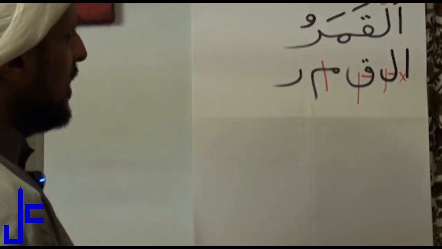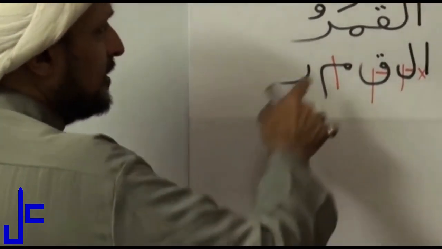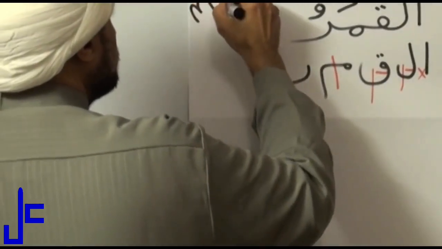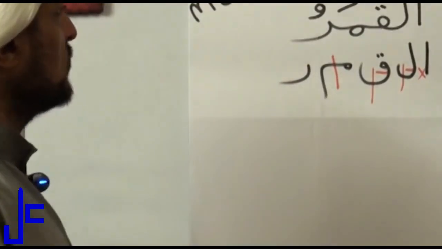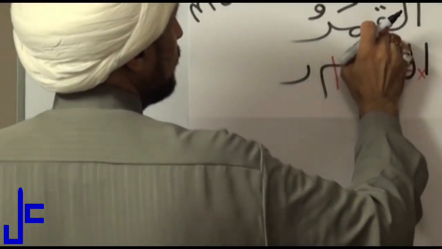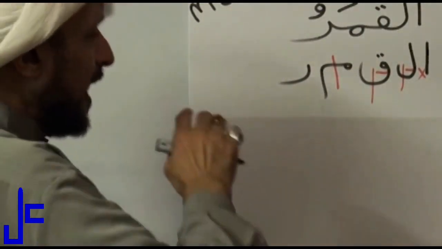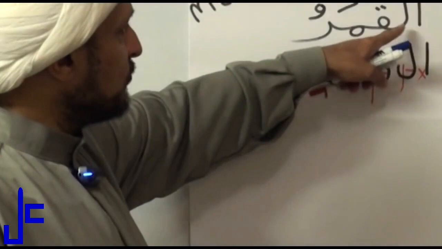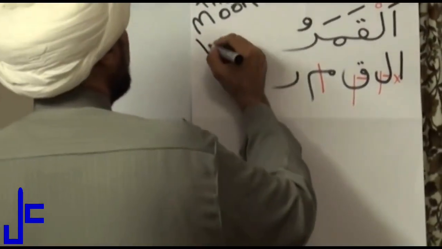Al-Qamaru. Now, this is moon. The moon. Because Al in the Arabic language means the. Now you see that there's no shadda on the qaf. So it's only one sound. So any letter after alif and lam that has no shadda on it, we will say it is a moon letter.